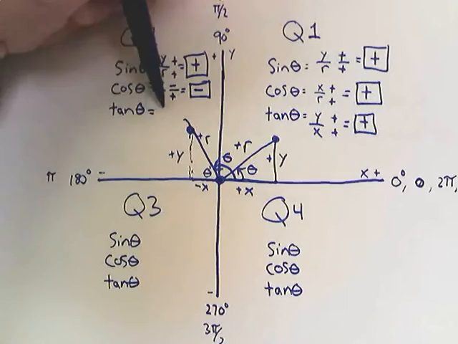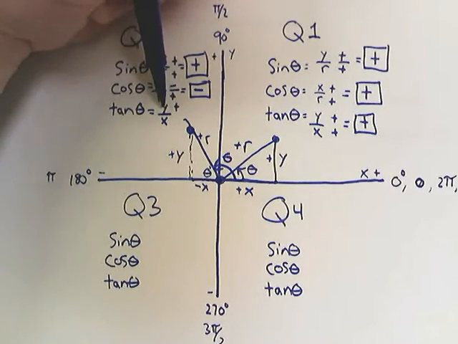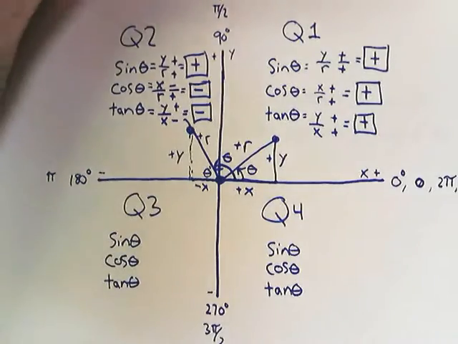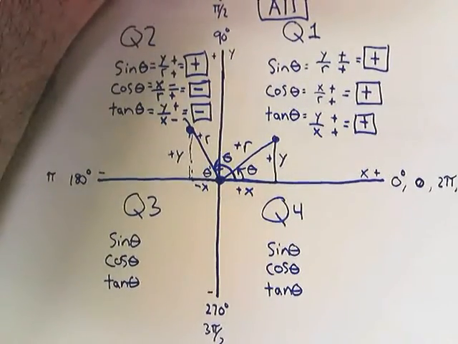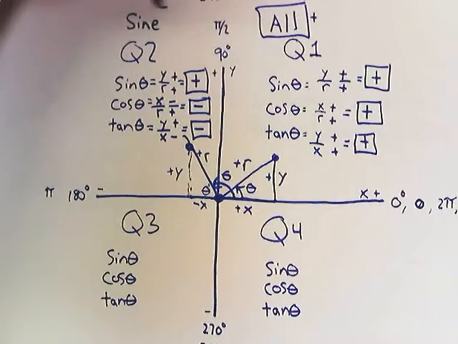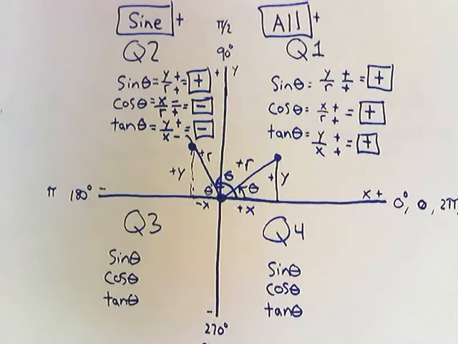Tangent is y divided by x. So y is positive for a quadrant 2 angle, x is negative. The result is negative. So in my first quadrant, all trig ratios were positive. In quadrant 2, only the sine ratio was positive. So if I did the sine of 150 degrees, that's positive. The other ratios would produce negative results.